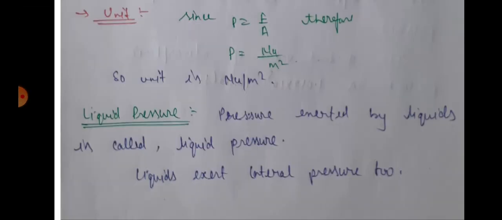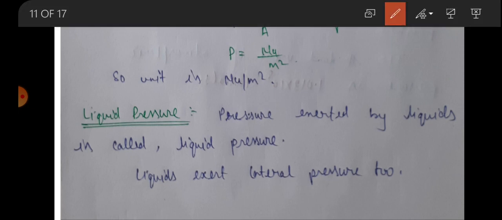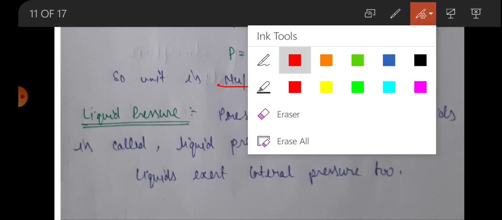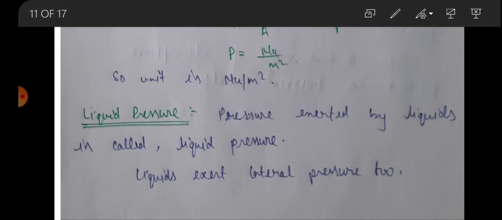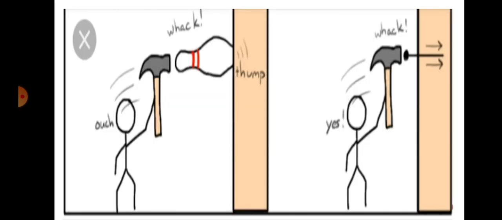Now unit of pressure. Since P is equal to F upon A, and F का unit हमारा क्या है, Newton, and area का unit क्या है, meter square, so unit will be Newton per meter square. Now first we will see some examples of this pressure, then we'll come to the liquid pressure.